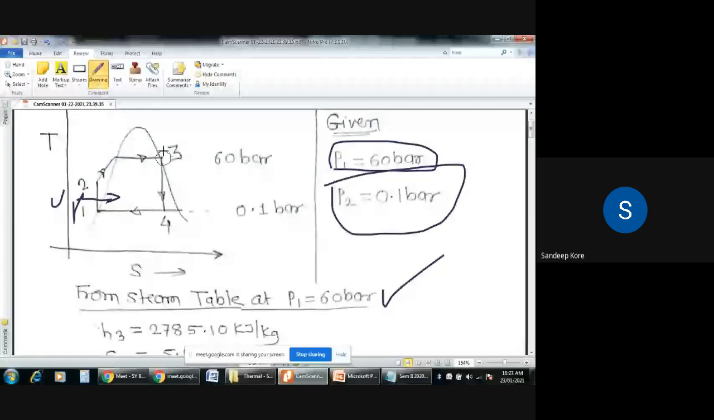Now here, if you observe the TS diagram, 1 to 2 is the pumping process. So the pump is involved, Wp is involved. 2 to 3 is the constant pressure heat addition in a boiler. At point 3, the steam is in the dry saturated condition. 3 to 4 is isentropic expansion. S3 is equal to S4 in a turbine, from a pressure of 60 bar to 0.1 bar.